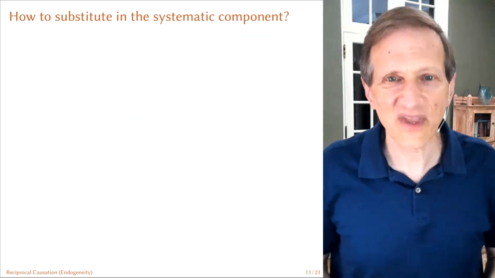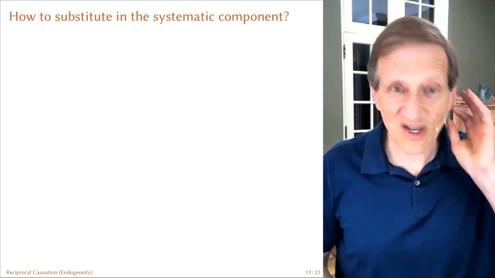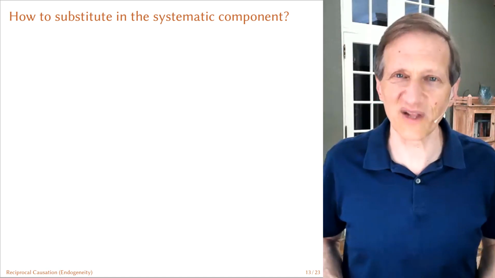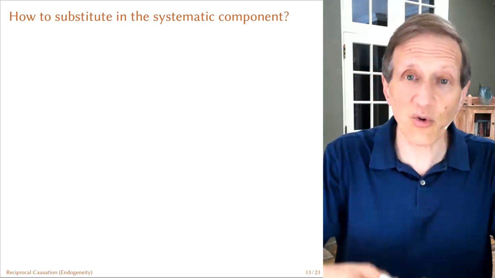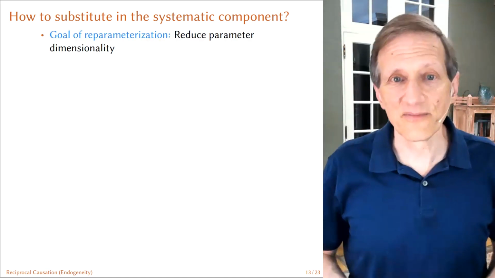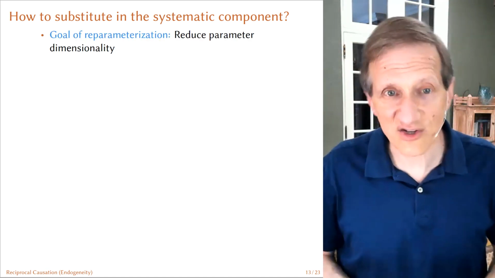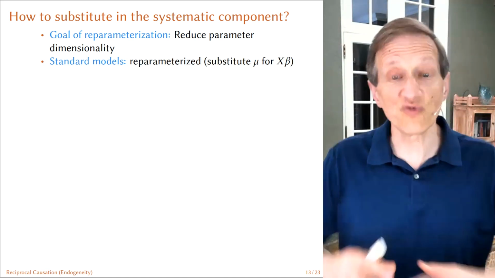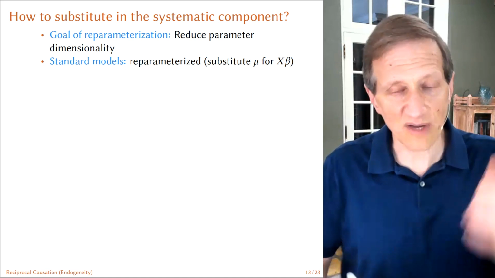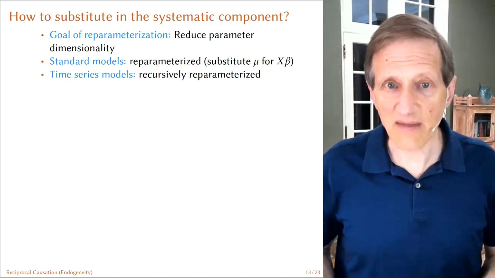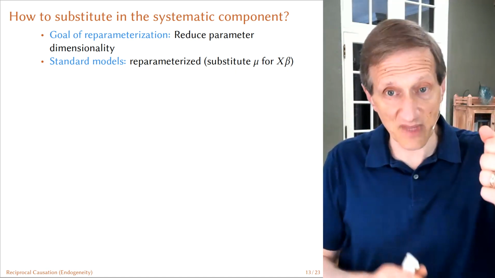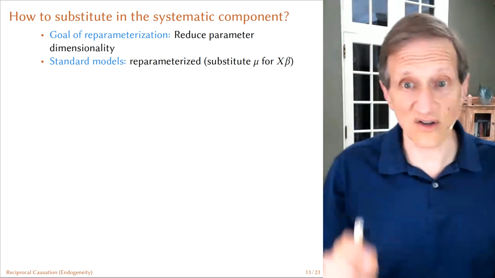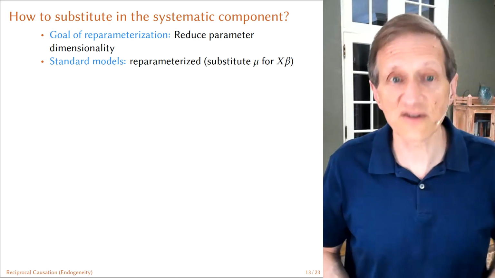So what are we going to do? The real question is, how do you substitute in the systematic component to take that information into account when you form the likelihood function in a multiple equation model like this? So the goal of reparameterization, as I said, is to reduce parameter dimensionality. Standard models are reparameterized in a basic way. You substitute mu in for x beta, and mu, by the way, has n components, and x beta only has k, because there's just the number of betas.